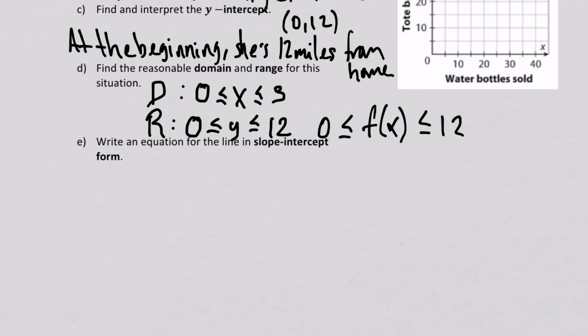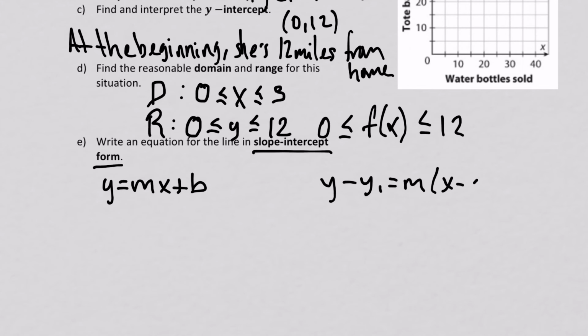Okay, and finally part E. Write an equation for the line in slope-intercept form. Okay, now you want to write an equation in slope-intercept form. You have two options. You can start with slope-intercept form, but you also have the option of starting with point-slope form. Both will work. Both will get you your answer. Okay, let's do both just so that everybody can see how you can do it in both ways.